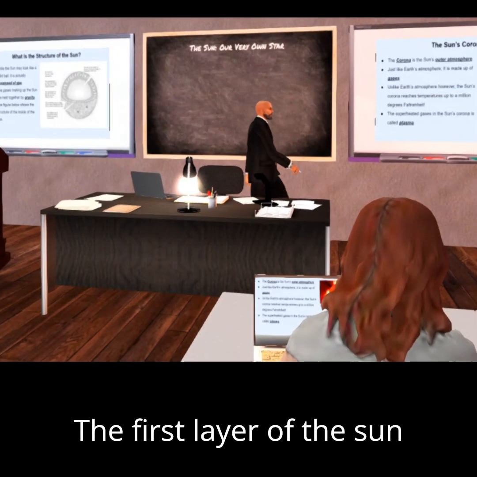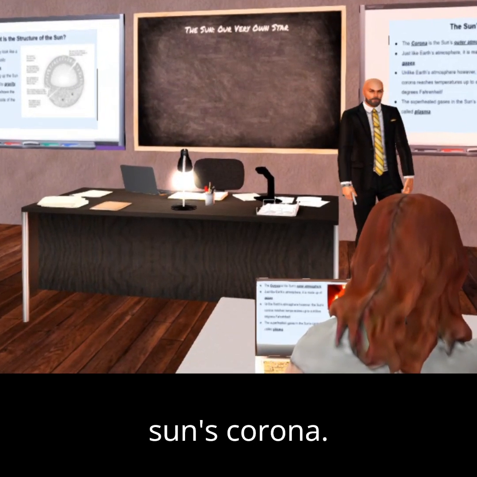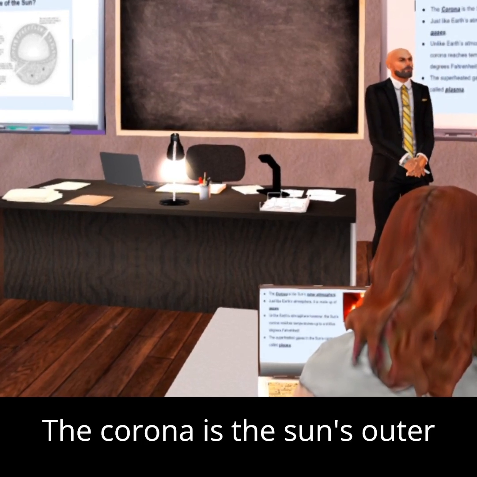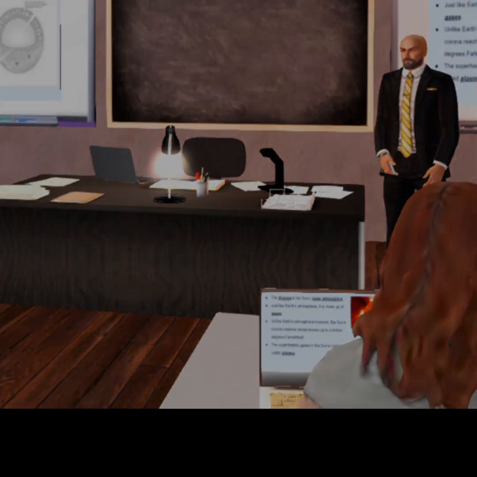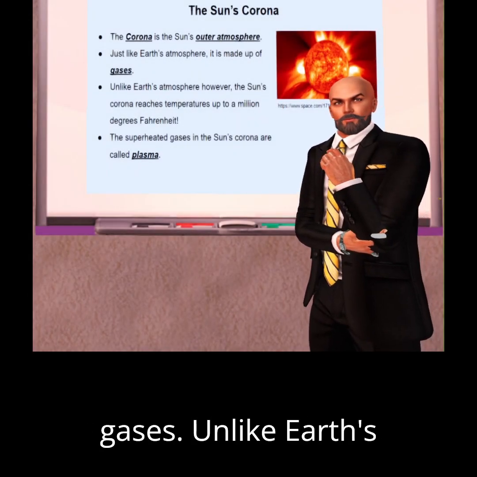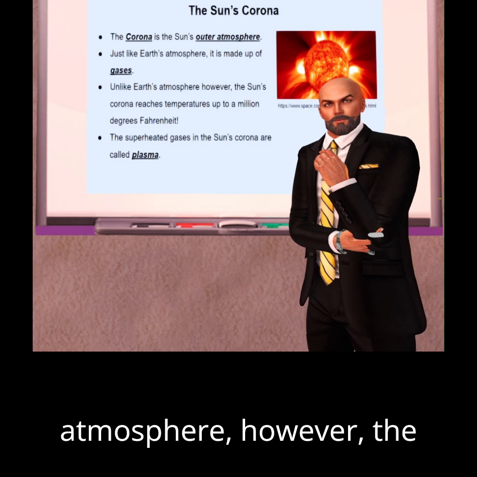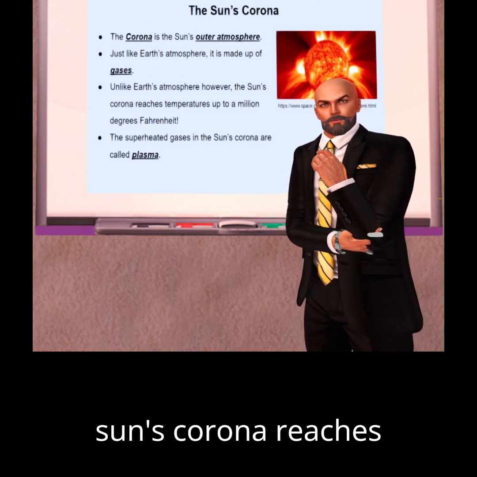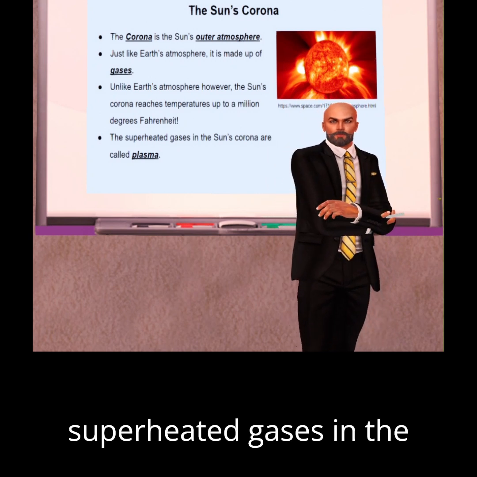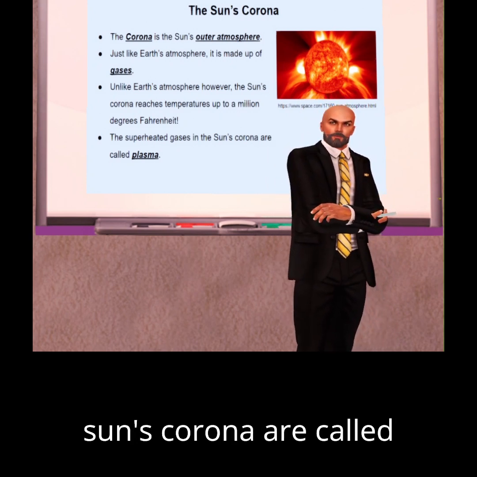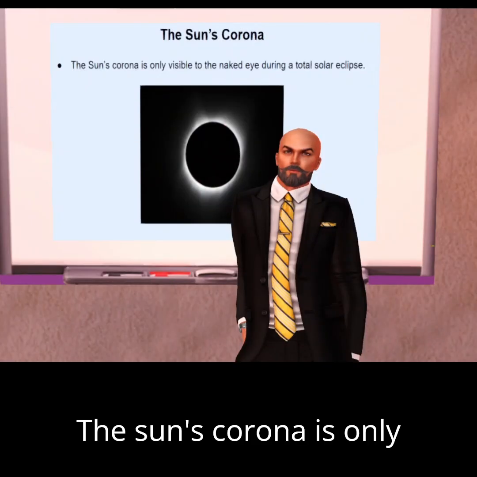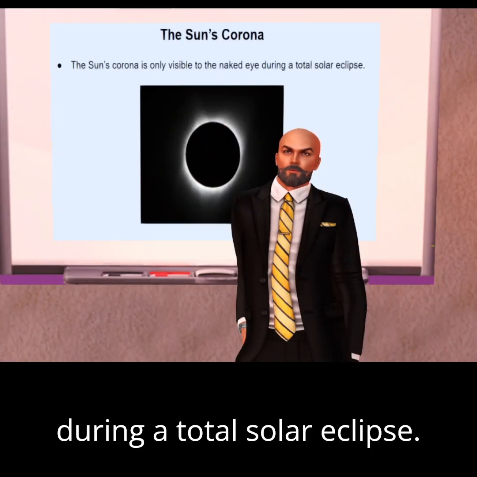The first layer of the Sun that we'll look at is the Sun's corona. The corona is the Sun's outer atmosphere. Just like Earth's atmosphere, the corona is made up of gases. Unlike Earth's atmosphere, however, the Sun's corona reaches temperatures up to 1,000,000 degrees Fahrenheit. The superheated gases in the Sun's corona are called plasma. The Sun's corona is only visible to the naked eye during a total solar eclipse.